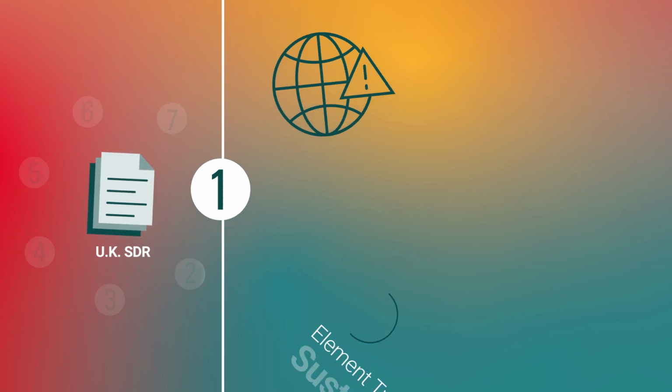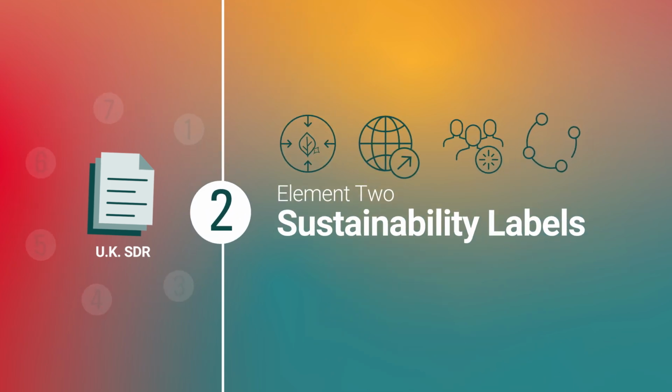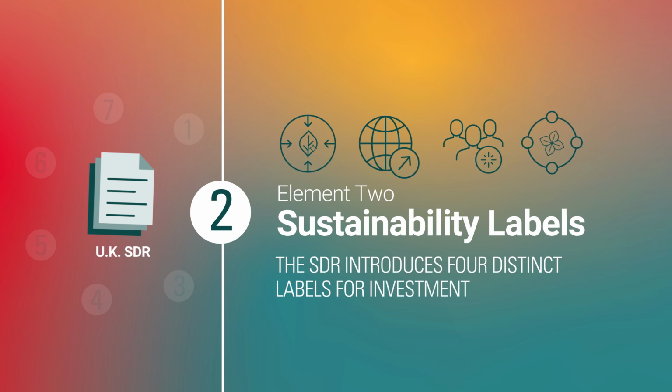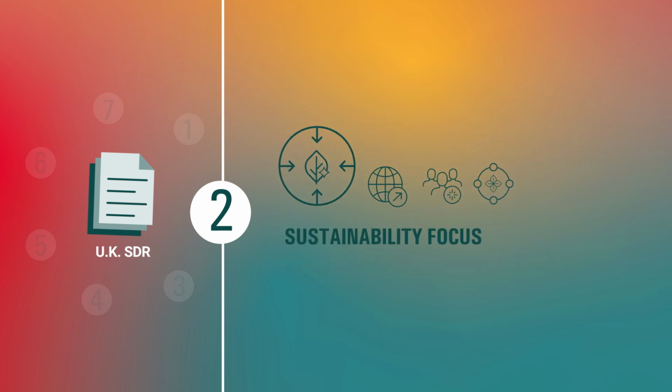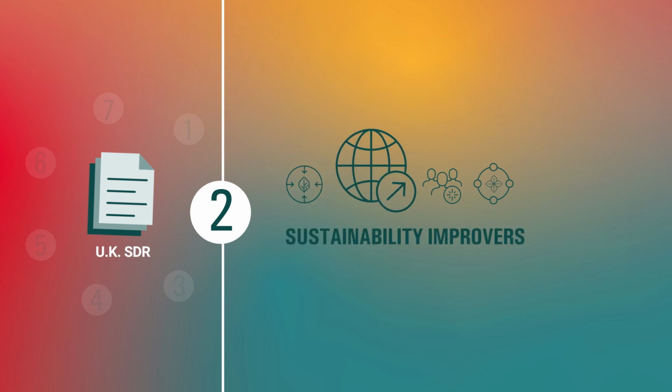The second key element is new sustainability labels. The SDR introduces 4 distinct labels for investment products. Sustainability-focused products invest in assets that are environmentally or socially sustainable, determined by a robust, evidence-based standard of sustainability. Sustainability improvers invest in assets that have the potential to become more sustainable over time, determined by their potential to meet a robust, evidence-based standard of sustainability.